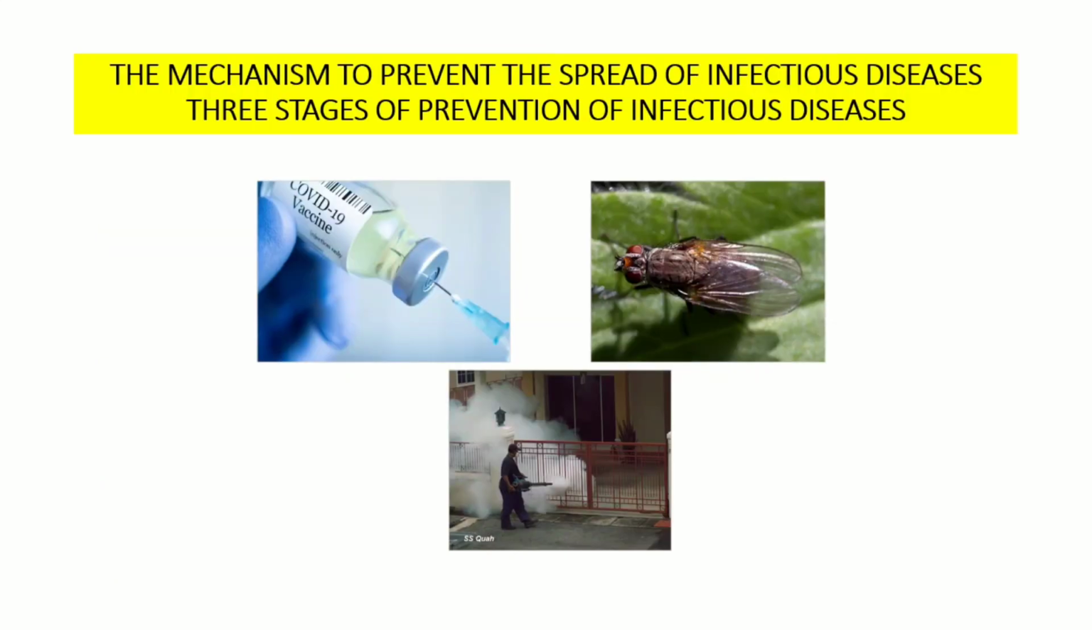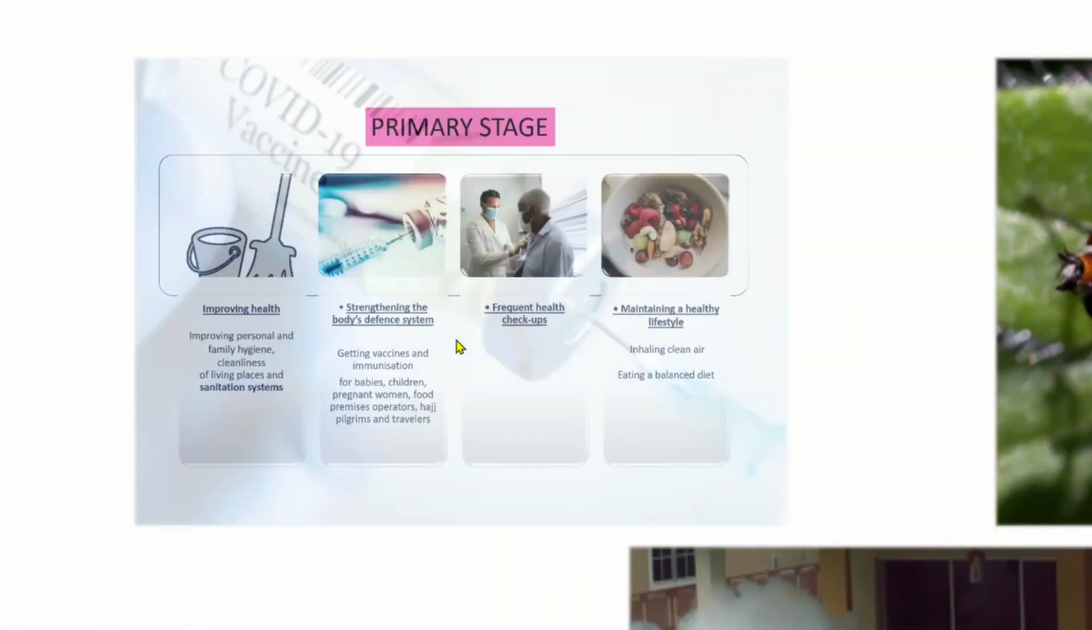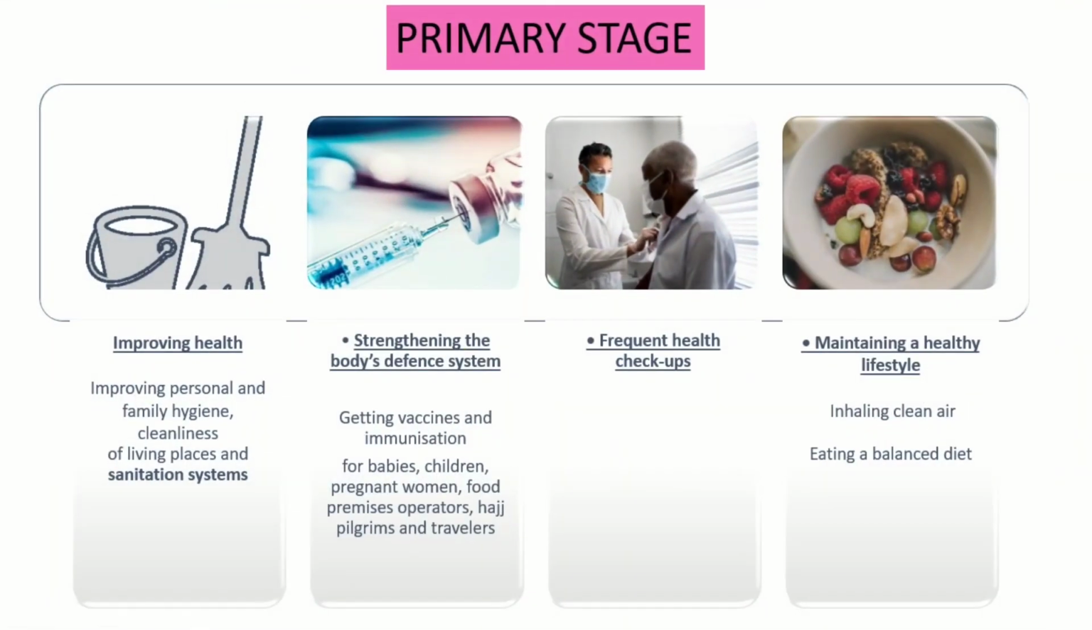Okay, here are the mechanisms to prevent the spread of infectious diseases. There are three stages of prevention of infectious disease. The first one is the primary stage, which is paling asas, kita kena improve kita punya tahap kesihatan by improving the personal and family hygiene, kebersihan keluarga, cleanliness of the living places and sanitation system.